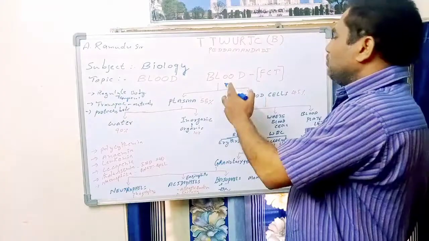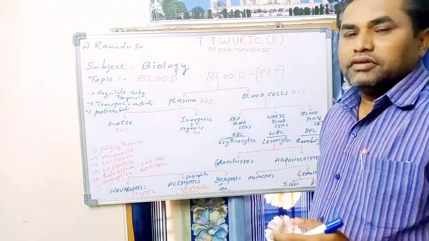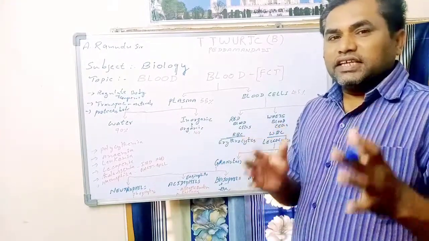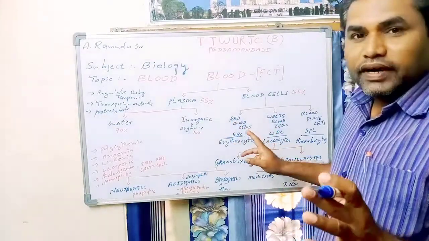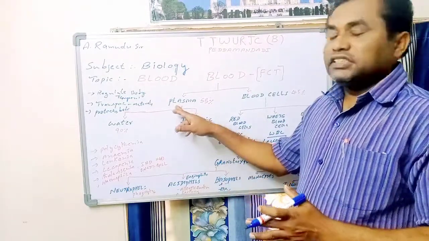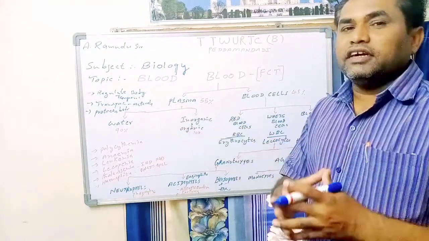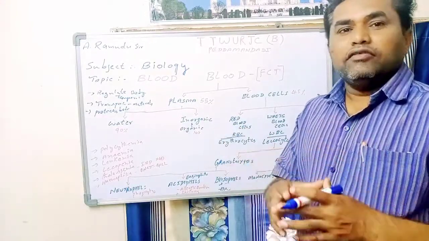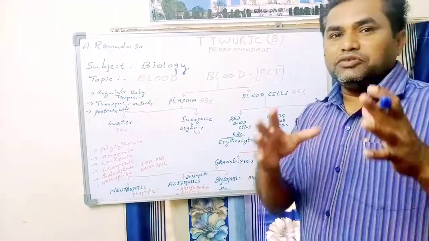Blood is a fluid connective tissue. Why? Because in blood there are cells present, like red blood cells, white blood cells, and blood platelets. And it also consists of fluid, which is plasma. So because blood consists of both cells and a fluid part, it is called a fluid connective tissue.